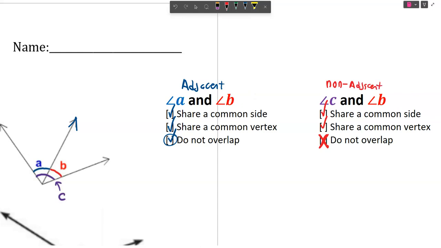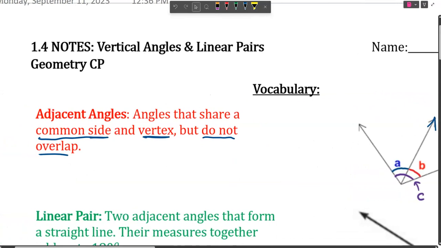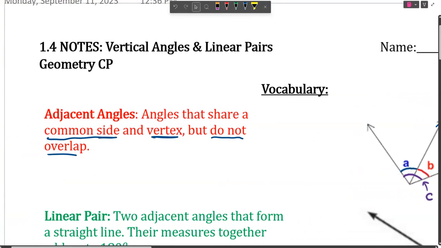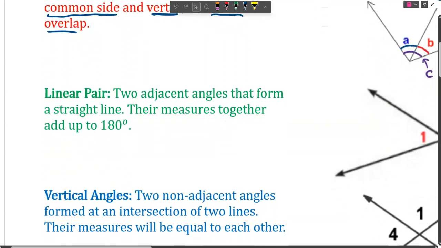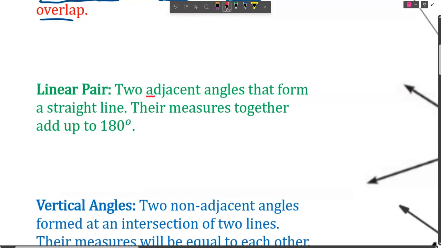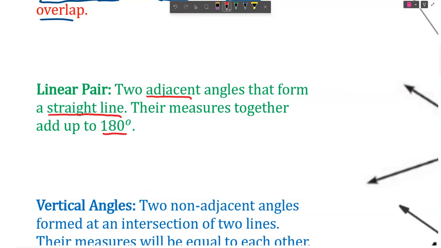Okay. Once we have that under our belt, let's talk about the first two angle pairs that we're going to discuss in this course. The first is a linear pair: two adjacent angles that form a straight line. Their measures add up to 180. One shorthand way to say this is that these two angles are both adjacent and supplementary, which means they add to 180.